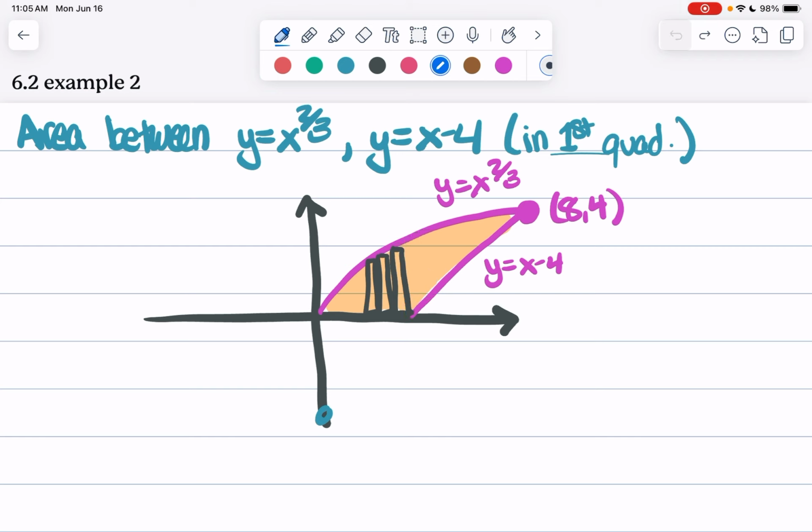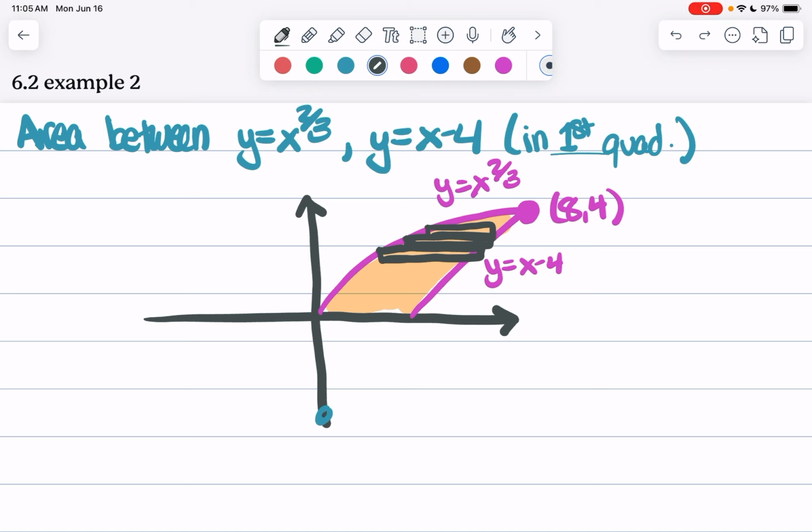So instead, we are going to use rectangles that are oriented horizontally like this. Now, if we do that, every one of those rectangles, the width is going from the curve on the left to the line on the right. Every single one of them. And so we can get away with a single integral instead of two integrals.